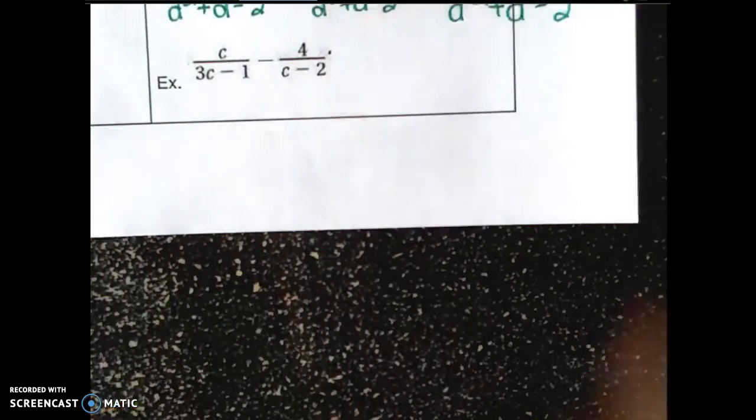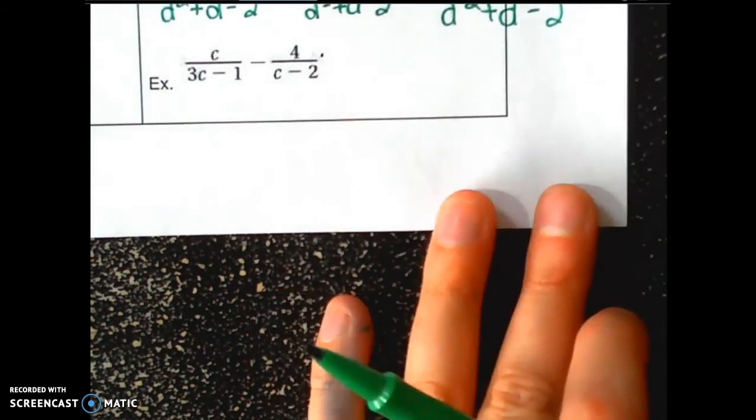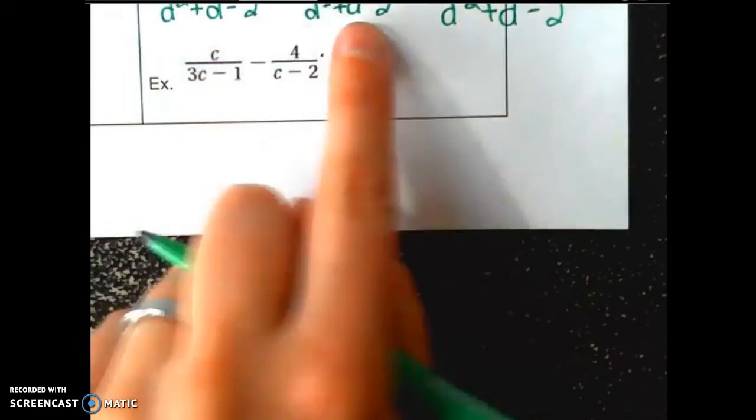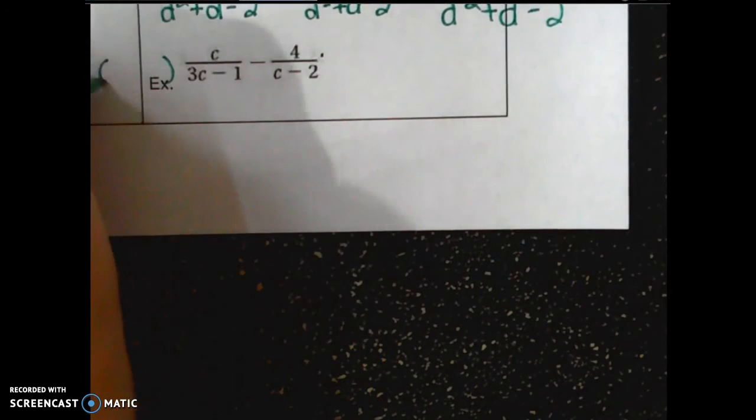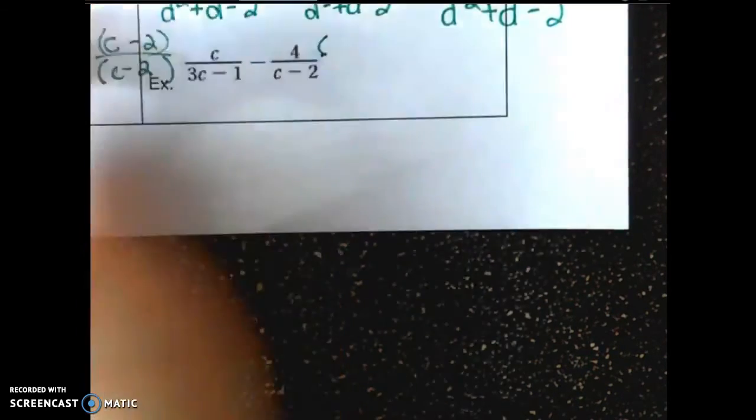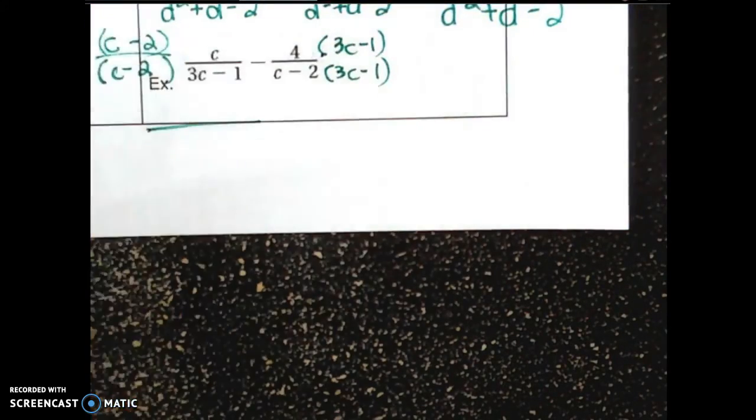In this problem as well, we have denominators that aren't going to have a least common multiple other than just their product. So to get our common denominator, we're just going to have to multiply them. So I'm going to have to multiply c minus 2 and c minus 2. I'm going to have to multiply 3c minus 1 and 3c minus 1. Okay? I'm going to go ahead and do my box over here.